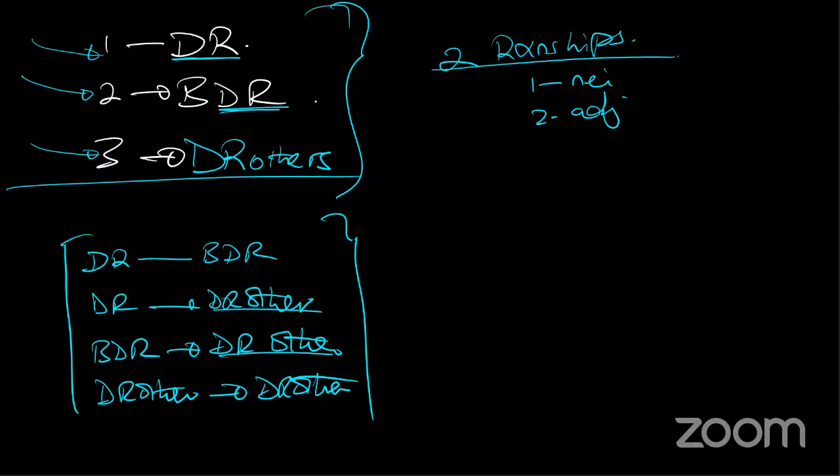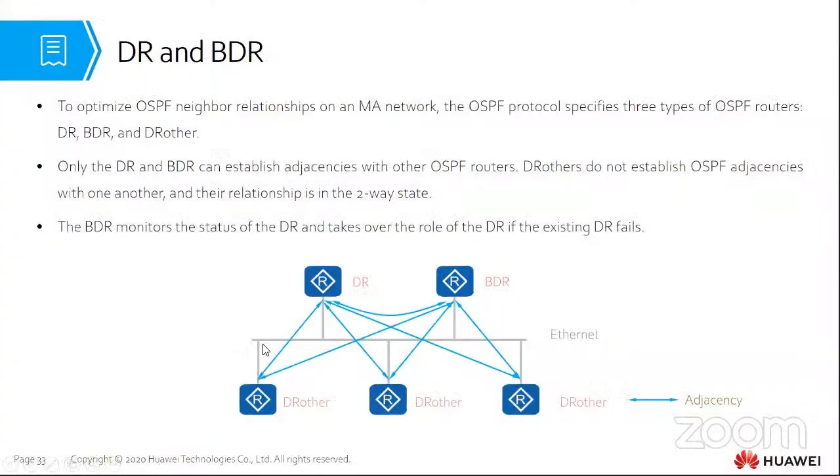The relationship formed between a BDR and a DR is an adjacency relationship. The relationship formed between a DR and DR other is an adjacency relationship. The relationship formed between a BDR and the DR other is an adjacency relationship. And the relationship formed between a DR other and a DR other is a neighbor relationship.